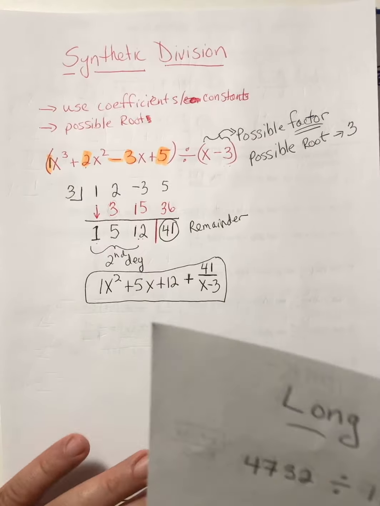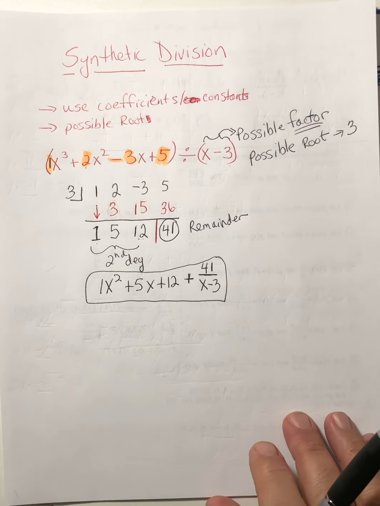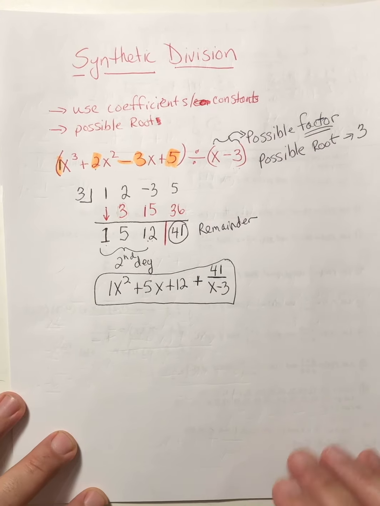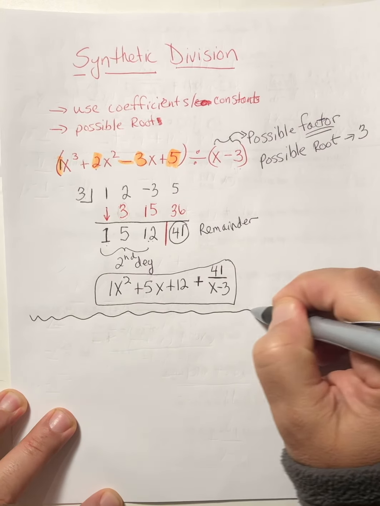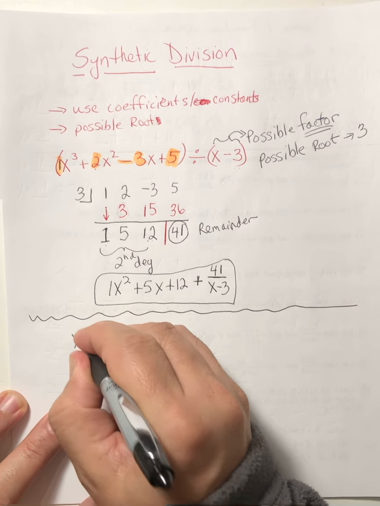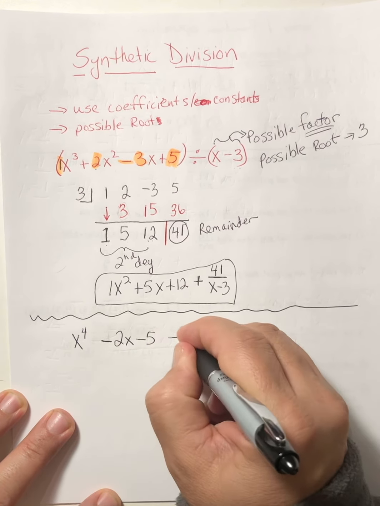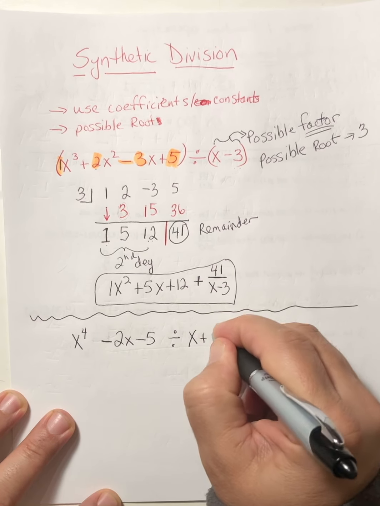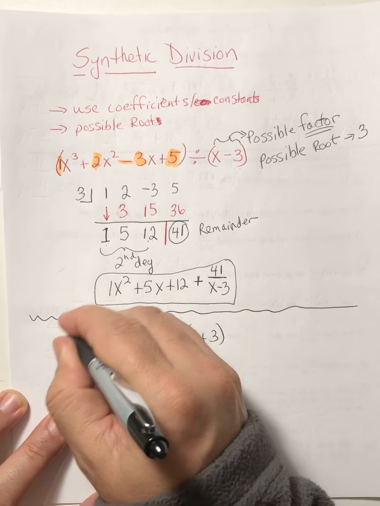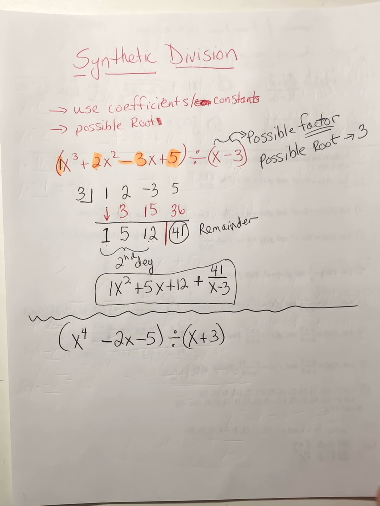Let's look at another one. In the notes, I'm going to go grab my other problem that we did, so I don't need a lot of room now. So we have x to the fourth minus 2x minus 5 divided by x plus 3. And now we're doing the same thing. We're going to do synthetic division.